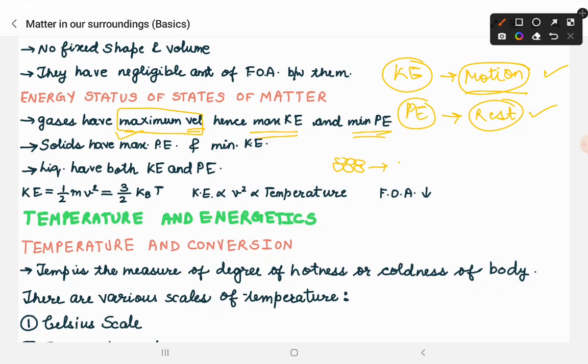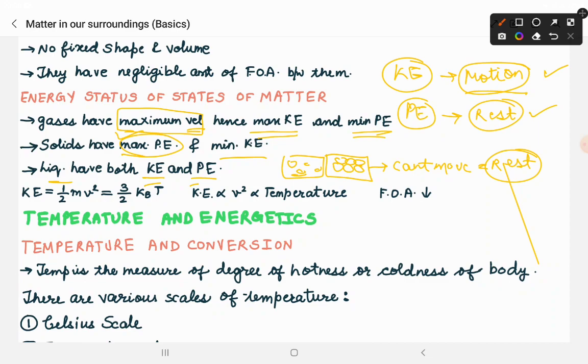Because of that they cannot move, and since they are not moving they will be at rest, and we can say easily that here we will have maximum potential energy and minimum kinetic energy. Now liquids can be at rest also, and liquids can also be in motion where they are moving. So because of that we say that they have both kinetic energy and potential energy.